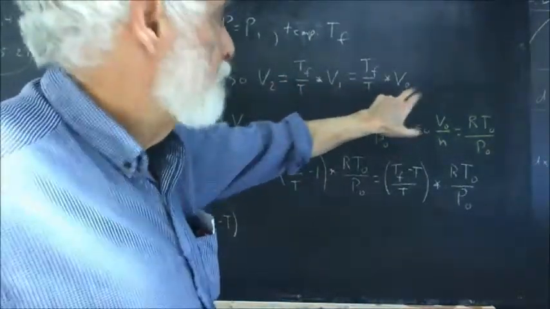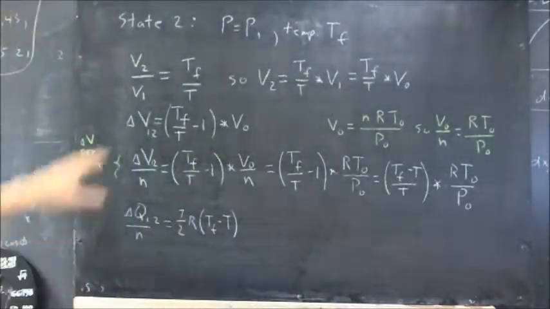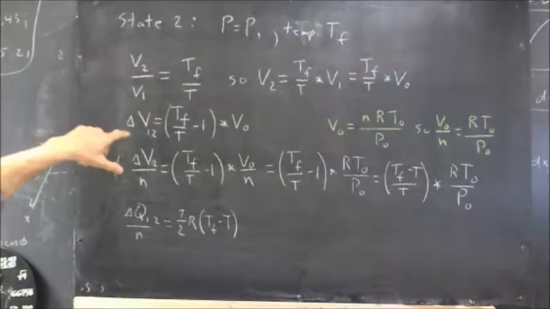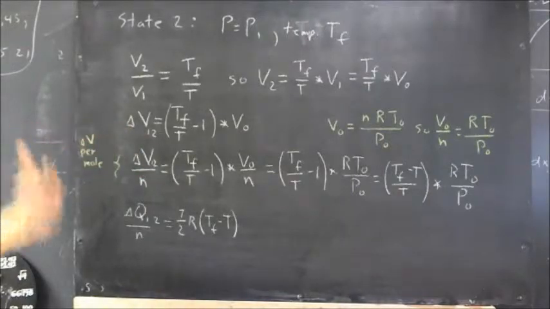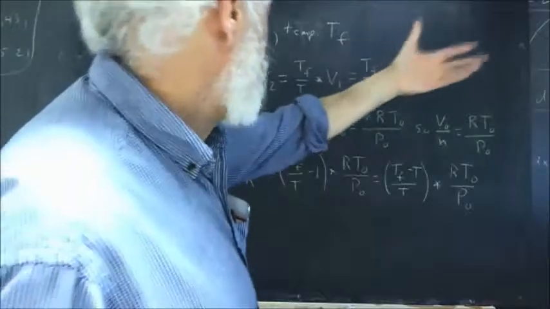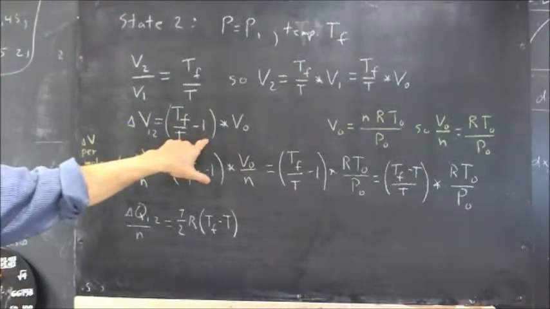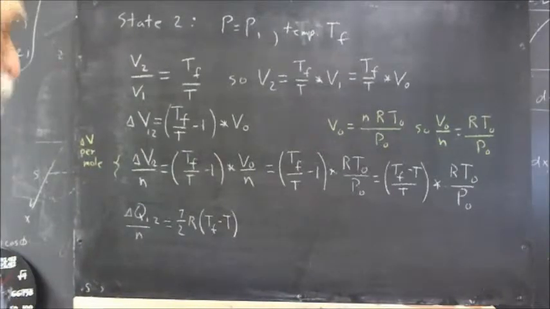Of course, we haven't specified V0 either. So we're going to work that out in a minute, but let's just stay with this for a minute. So the change in volume is going to be what? TF over T times V0 minus V0. And you factor out the V0, you get this expression. We can put that over a common denominator. We will eventually.